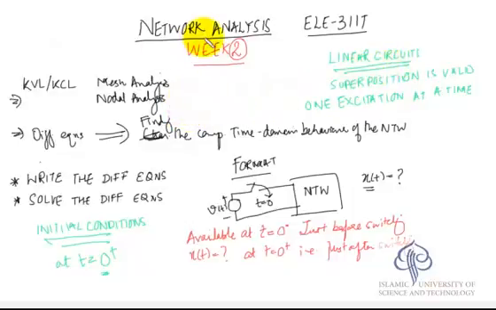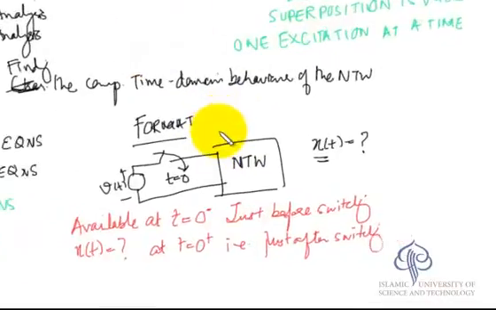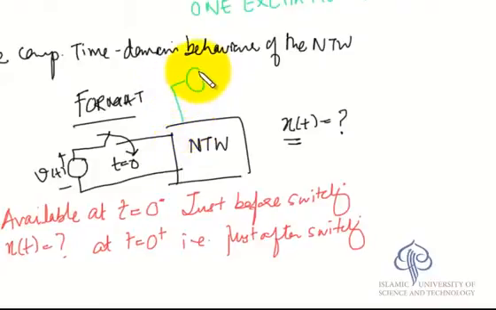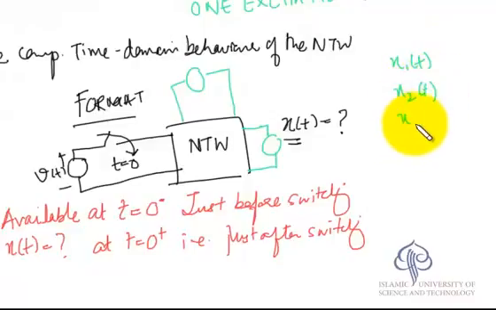That's why we have linear ODEs modeling the circuit. And we have to remember that the superposition principle remains valid throughout. So if you have a network with multiple excitations, that's not a problem. We can take one excitation at a time, find out the responses due to different excitations, and then simply add the responses to get the final response of the circuit.